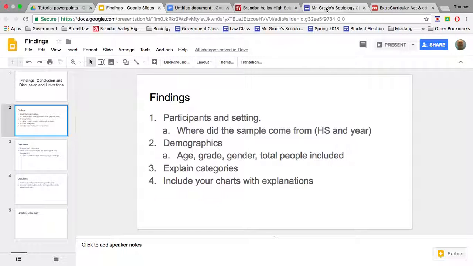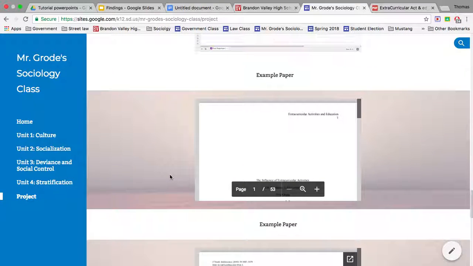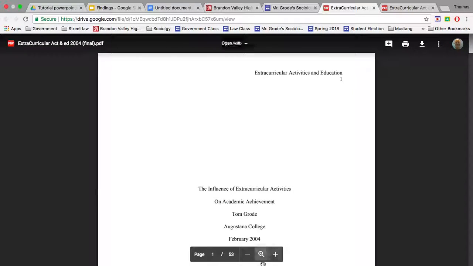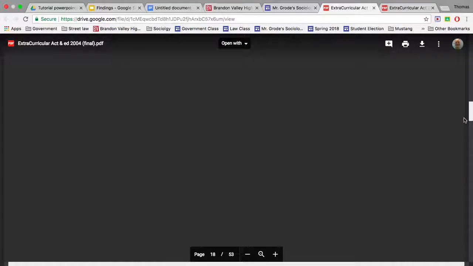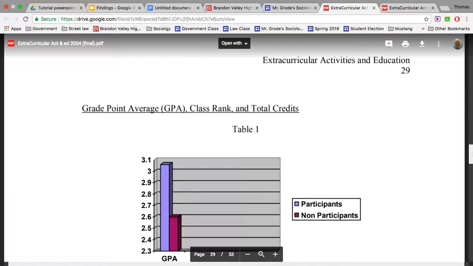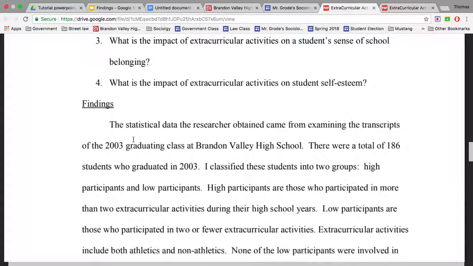So the easiest way to do this is to go to, again, my project page and then pull up the one that I wrote. And then you can get an example. So page 28 is going to have some information here. Page 28 is when we start putting together the findings.